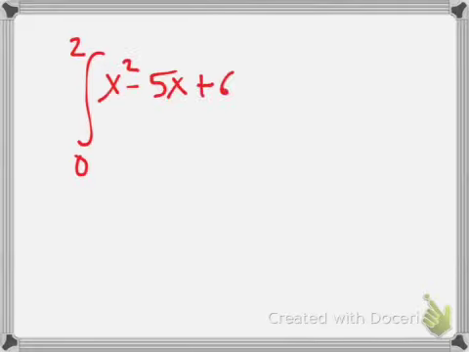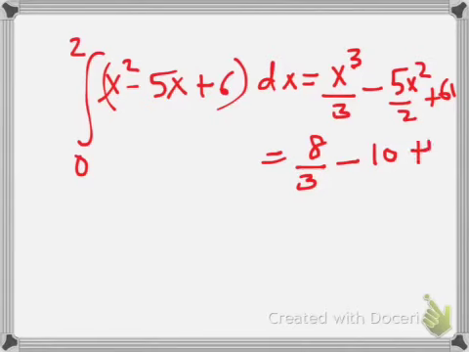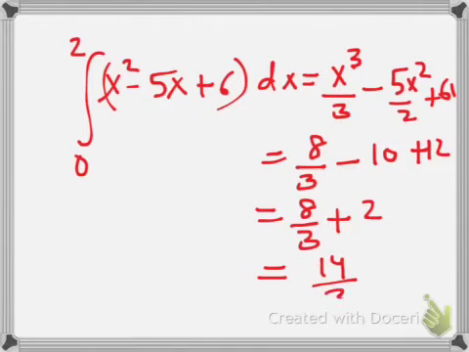Same thing, evaluate the curve. The first part is 0 to 2, x squared minus 5x plus 6 dx. The antiderivative is again x cubed by 3 minus 5x squared by 2 plus 6x. Plug in 2, so it's 8 over 3 minus 10 plus 12, which is the same as 8 thirds plus 2, which is 14 thirds, right?